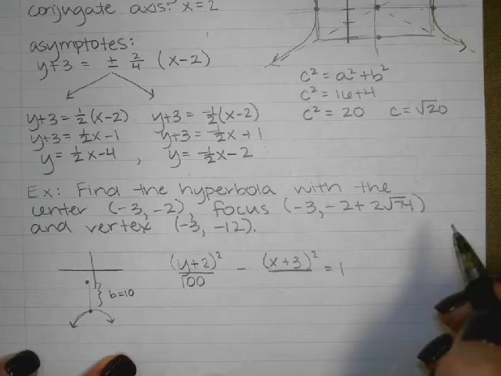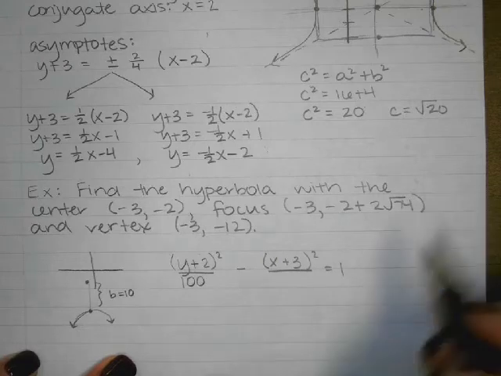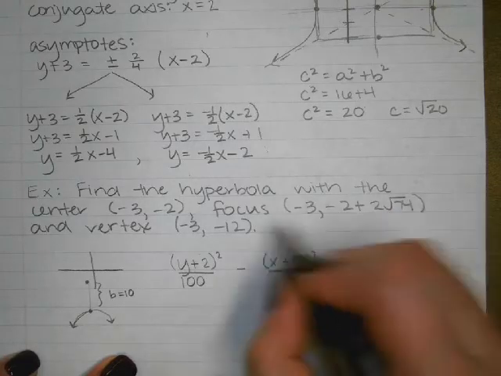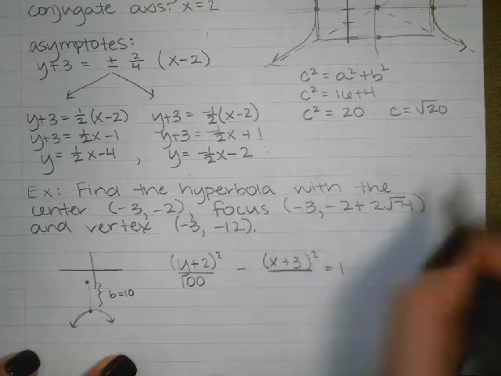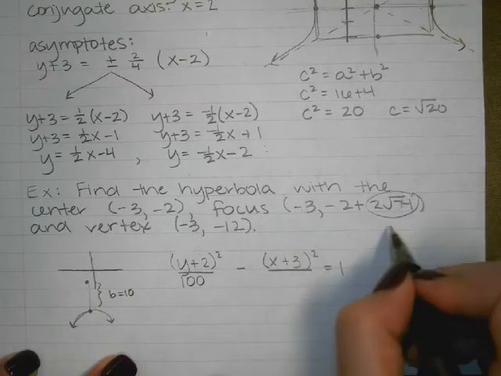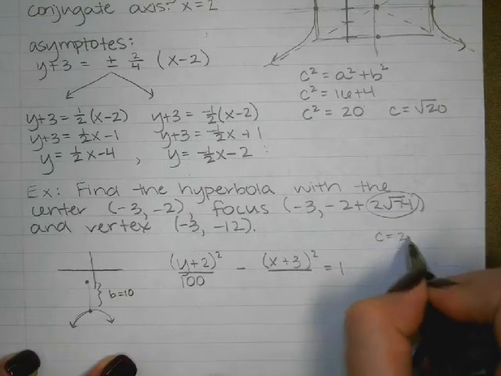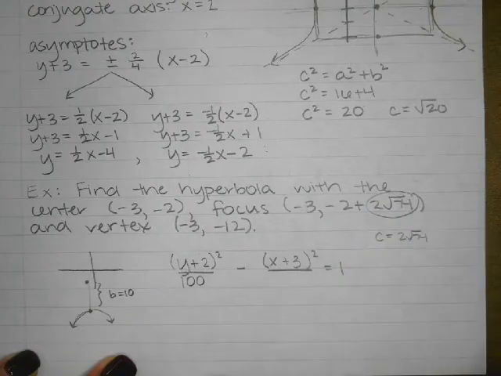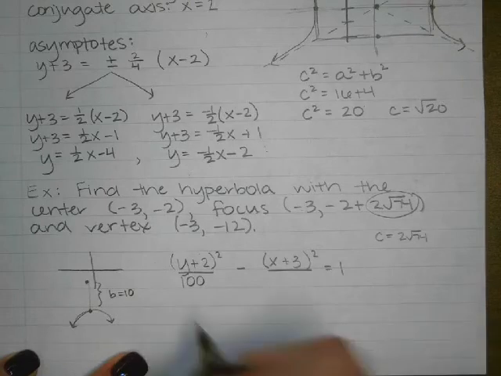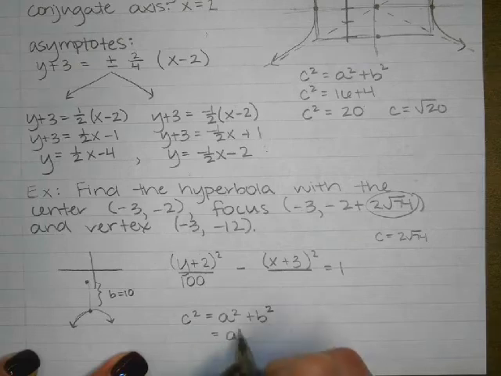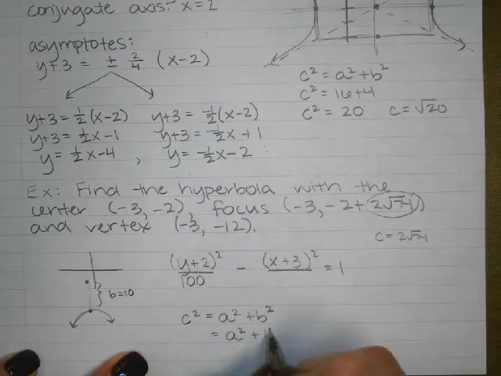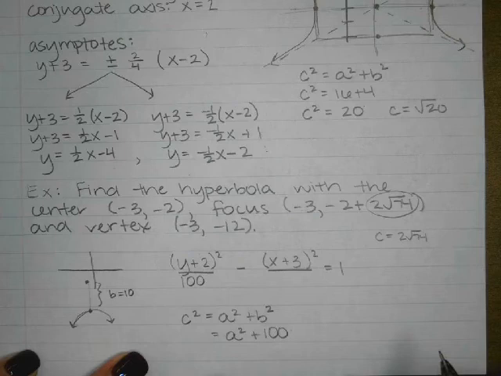Just like before when we studied the ellipses, we know that the c value comes from the focus always. So here's the center, the -3, -2. That means that this right here is c. All right. So if we have c squared equals a squared plus b squared, we are solving for a squared. We know that b squared is 100.